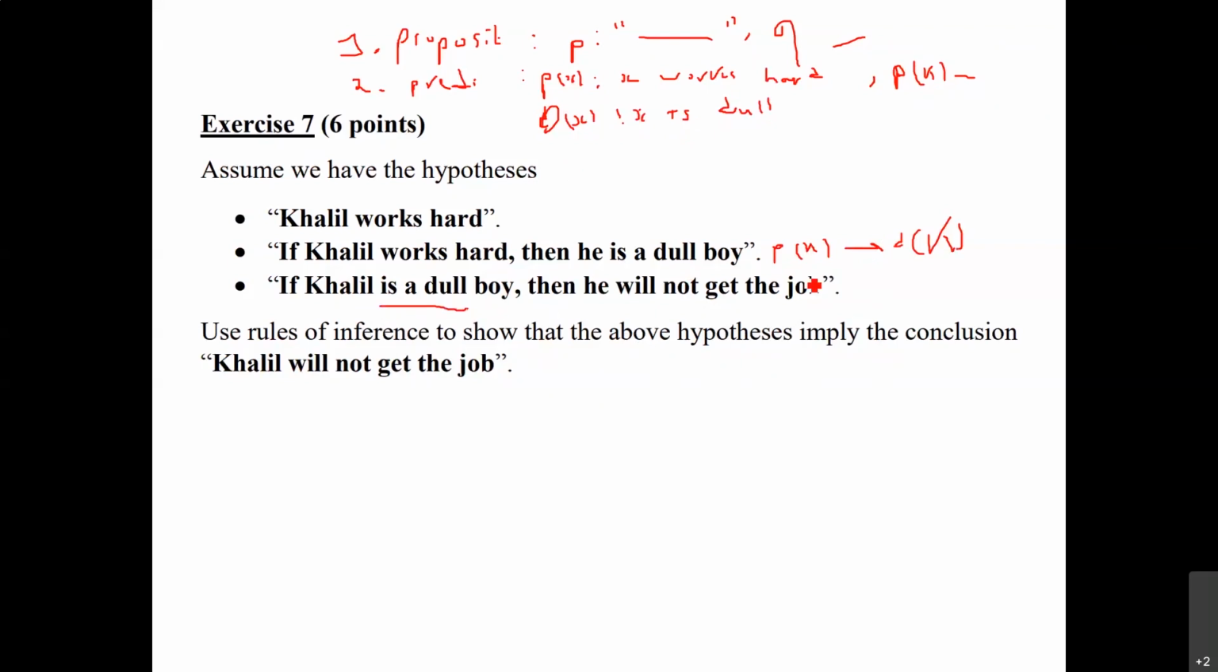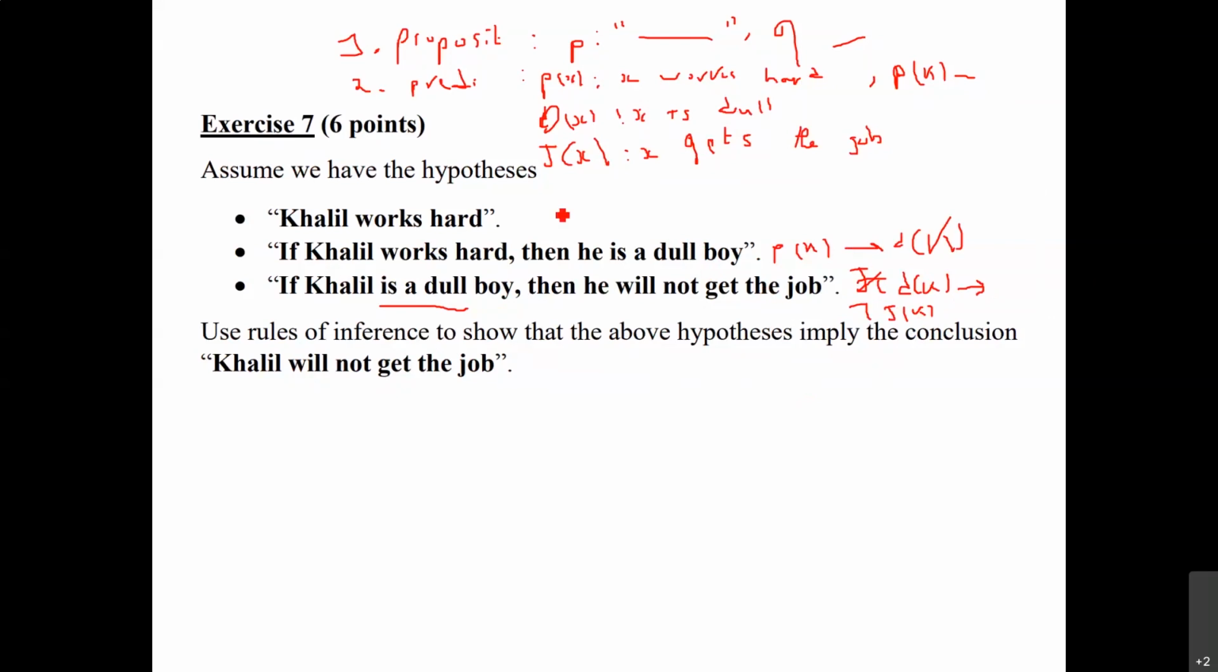If D of K, then he will not get a job. So same as before, I like to write the positive. So X gets the job, and if you need to use the negation, you just write it. So J of X, actually, D of K implies not J of K. So if Khalil is a dull boy, then he does not get the job. Okay.